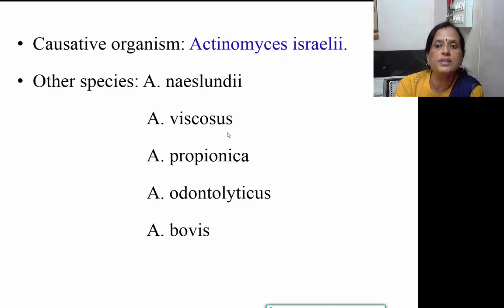The other species are Actinomyces neslundi, viscosus, propionica, odontolyticus and Actinomyces bovis. But remember, the most common is Actinomyces israeli.